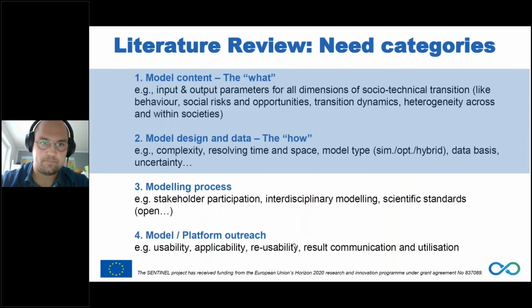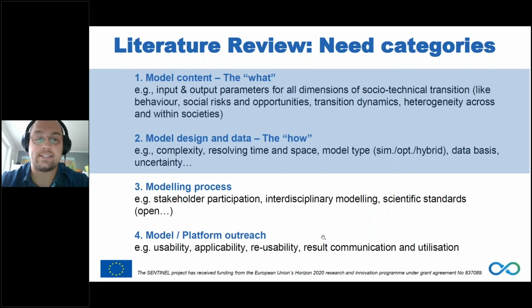Next slide, please. In the literature review, we used the literature review especially to find some need categories, to really cluster the needs together so we know what is important for the people. And here we especially found 4 categories. First of all, what is not surprising is, of course, the model content. So the what should be modeled, meaning what input, throughput, and output parameters are important in the energy system and its transition, really looking into all the different dimensions that are somehow out there.